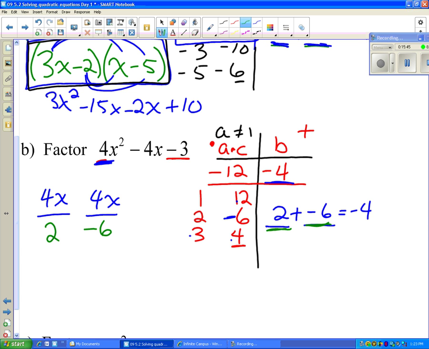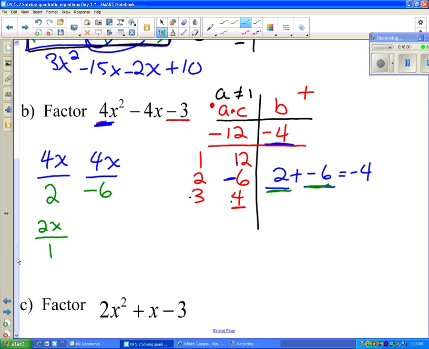Now both of these are going to reduce. 2 goes into the 4, 2, so I get 2x. 2 goes into 2, 1, so I get 2x over 1. If something cancels out completely, I want to put a 1 in its place because this gives me the factor 2x plus 1. 2 goes into 4 twice, so that's 2x. 2 goes into 6 3, so that's negative 3. And so that's 2x minus 3 is my factor.